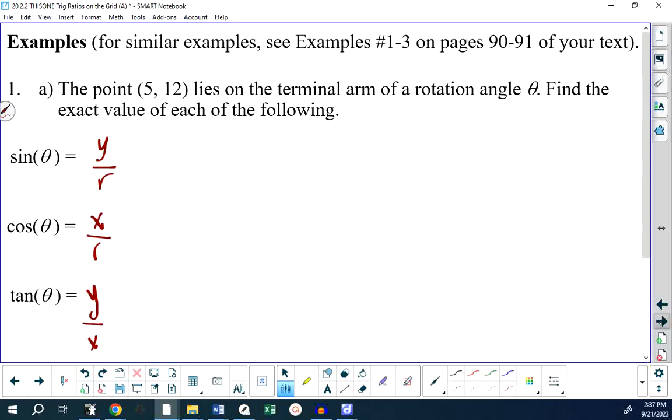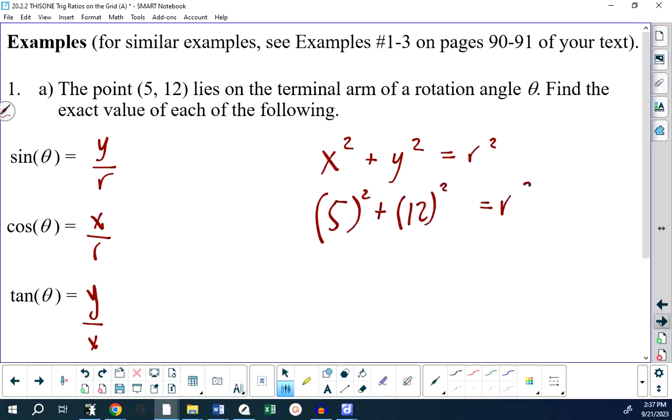What is it exactly that we're missing in this question that's preventing us from telling you what sine of the angle is? R. We don't know r. But x squared plus y squared equals r squared. The Pythagorean theorem says x squared plus y squared equals r squared. So that means 5 squared plus 12 squared is r squared. R squared is 169 if my math is right, and the square root of 169 is a nice round 13. So r is 13.